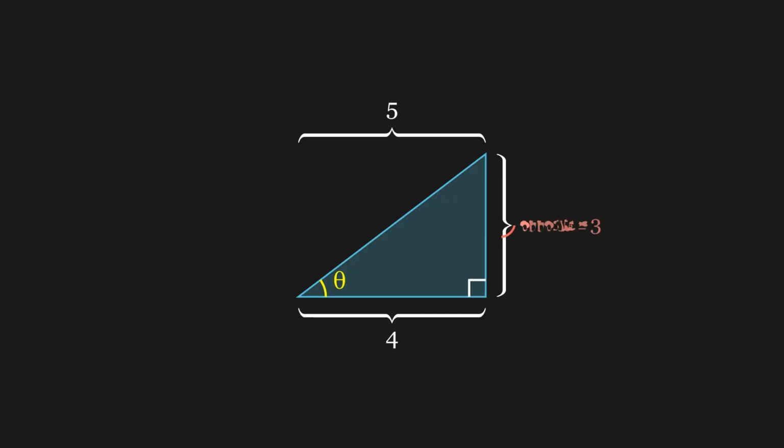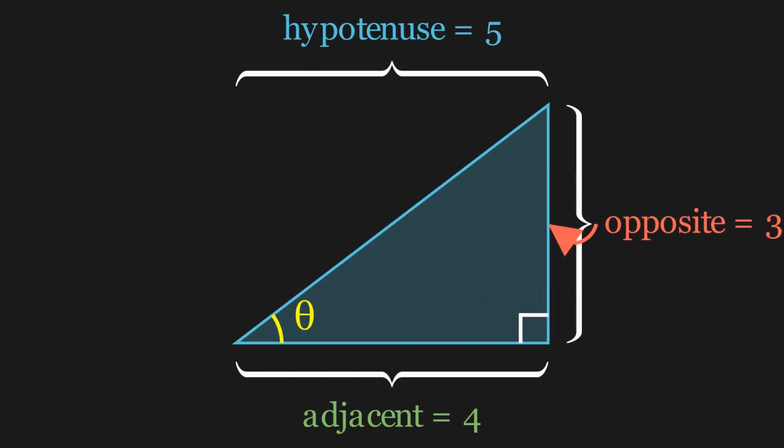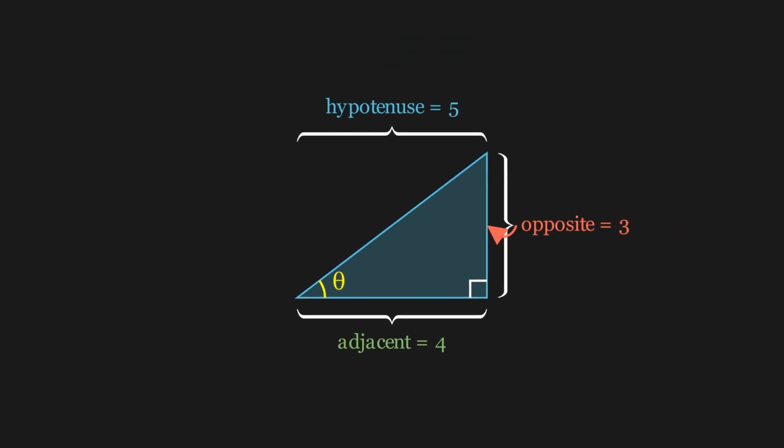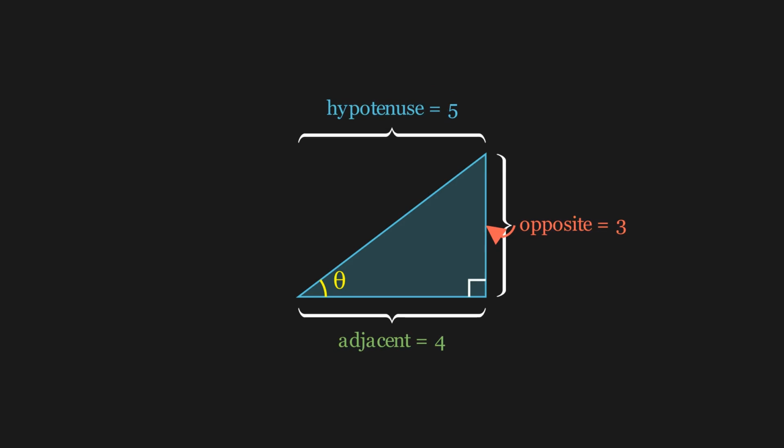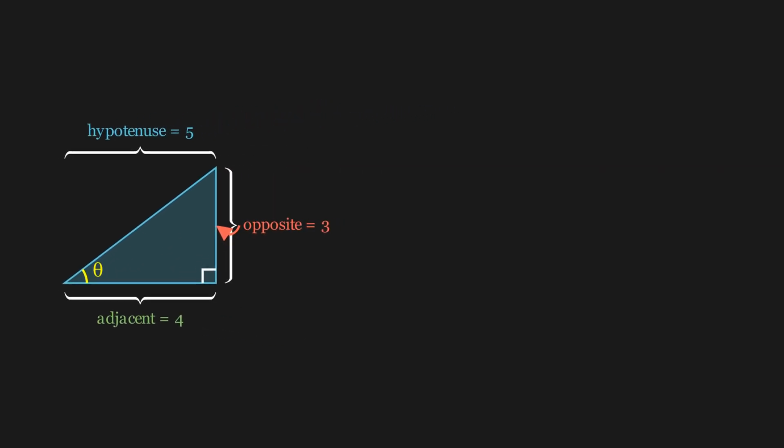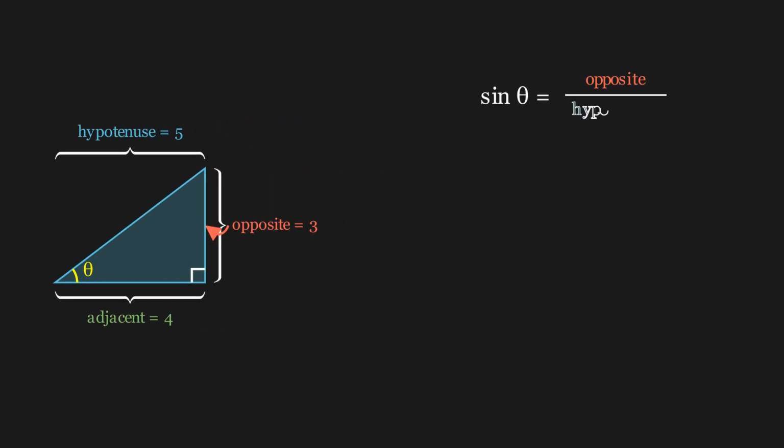Now let's find sine of theta. Sine is opposite over hypotenuse, so that's 3 divided by 5, which equals 0.6. Next, cosine of theta. Cosine is adjacent over hypotenuse, so that's 4 divided by 5, which equals 0.8. And finally, tangent of theta. Tangent is opposite over adjacent, so that's 3 divided by 4, which equals 0.75.